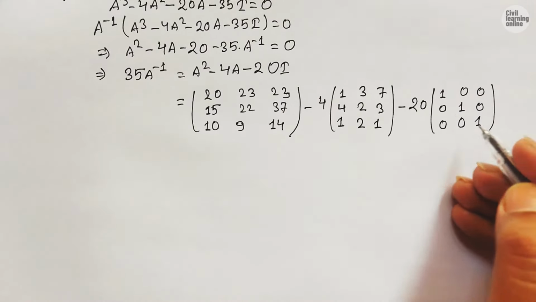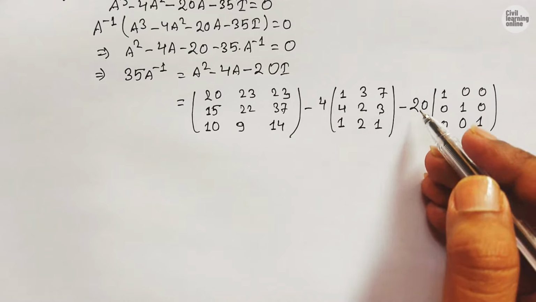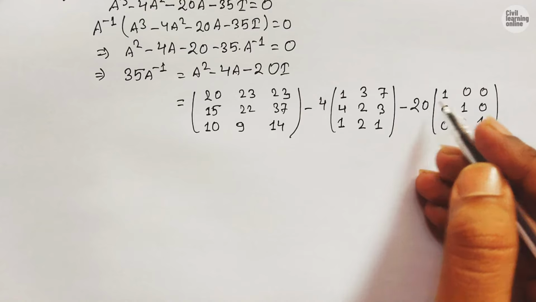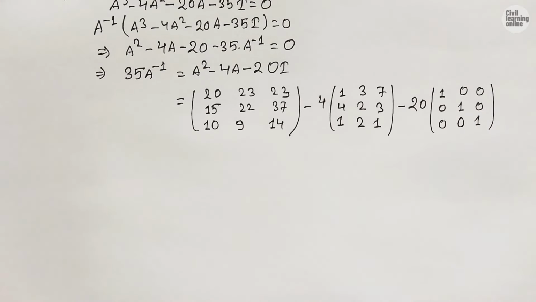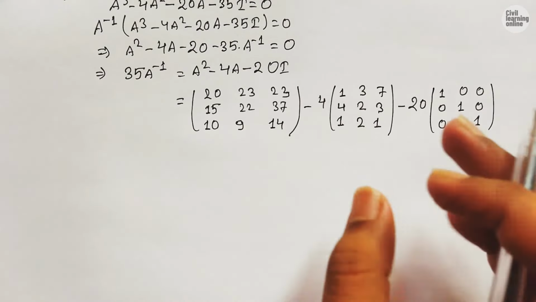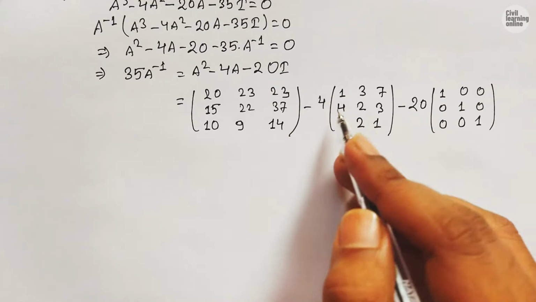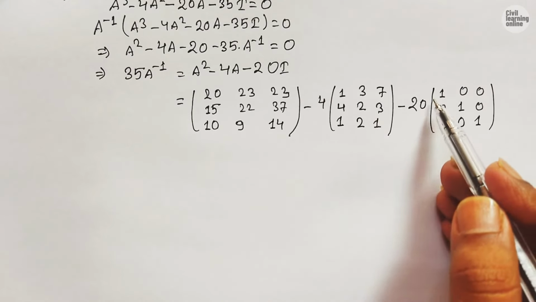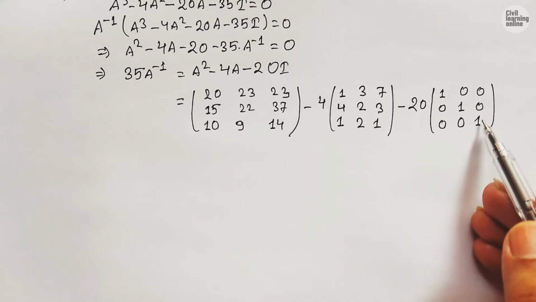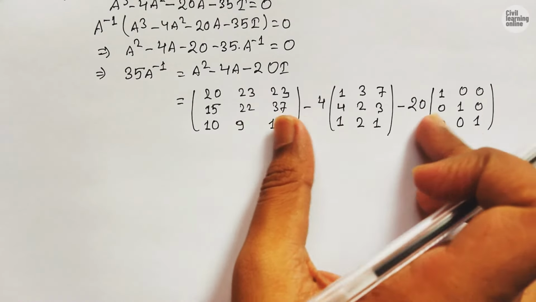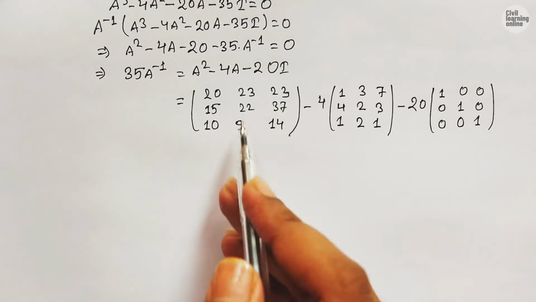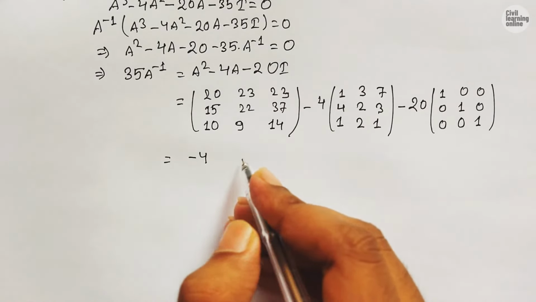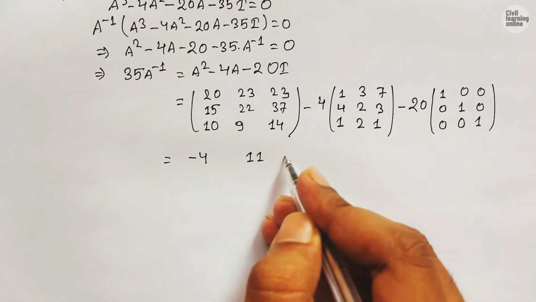This is because we cannot simply subtract 20 from each and every element, but when we write the identity matrix, we come to know from which elements we are going to subtract 20. Now we need to do simple multiplication of the matrix. This 4 is going to multiply each and every element of this matrix. Similarly 20 is going to multiply each element of the identity matrix, and then we need to subtract these two matrices from this matrix. On doing so we will get minus 4, 11, minus 5.